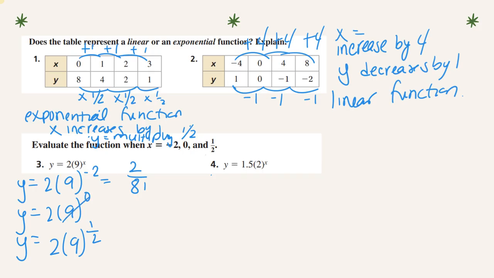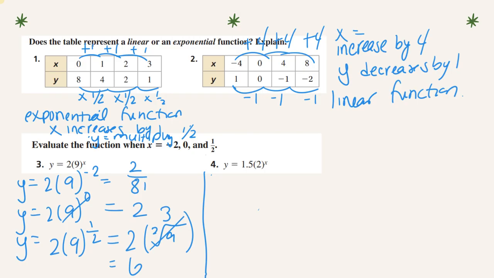In my second one, we know this becomes 1, so my answer is going to be 2. And then finally, 9 to the power of 1/2. If you recall, this is going to be with the radicals, right? This is going to be 2 times the square root of 9, which is 3. So my answer is 2 times 3, which is 6.